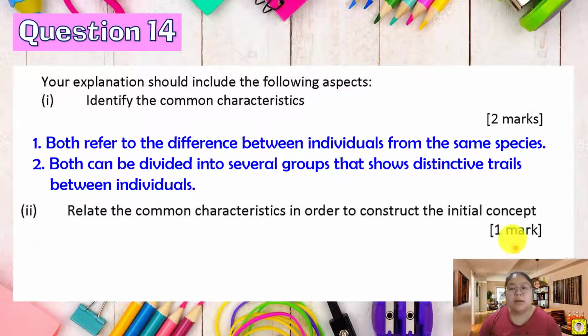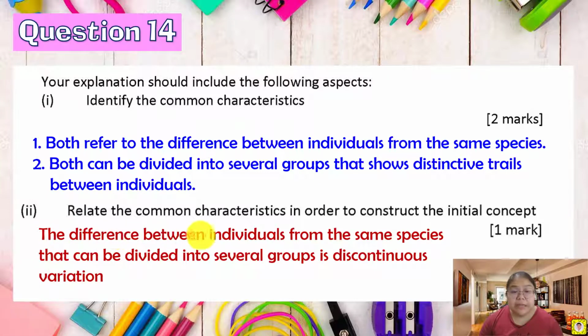Okay, you see, initial concept. So the initial concept means you not confirm. You just earlier conclusion. So we just say the difference between the individuals from the same species and also they can be divided into several groups. That one is a discontinuous variation. Okay, we go to check.